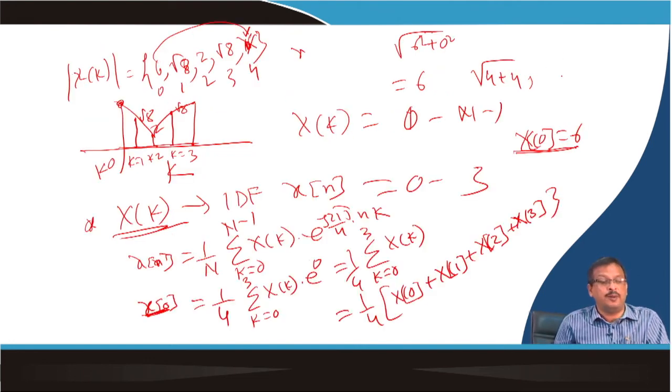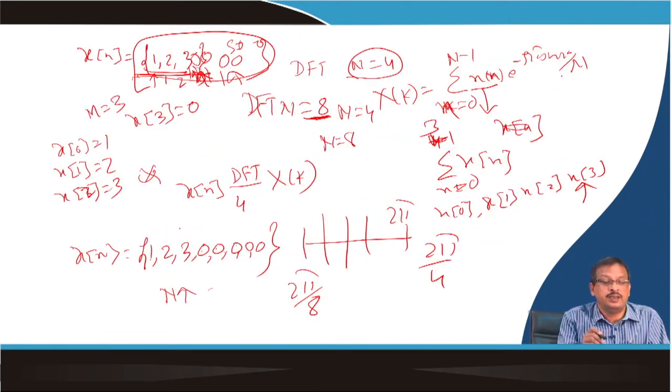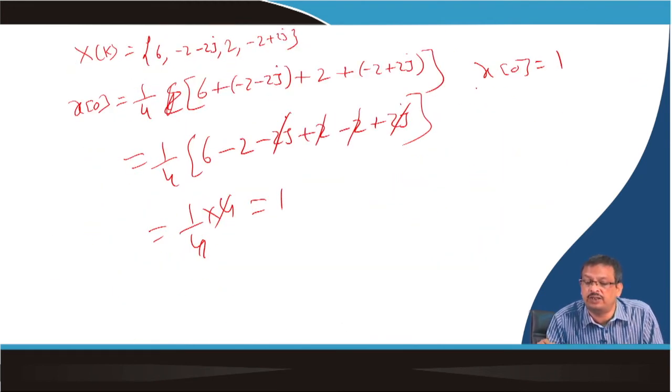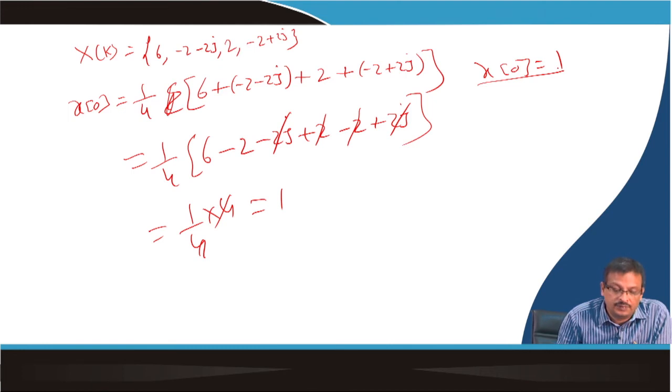Which is my first sample? I have considered the signal as 1, 2, 3 and 0. So 1, 2, 3 and 0. I consider my X[0] is equal to 1. Now what is x[1]?